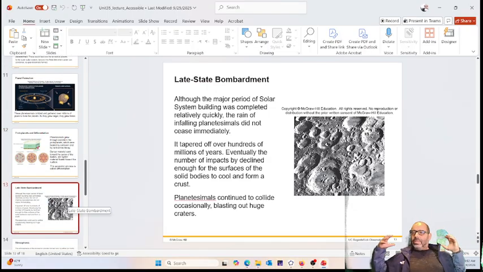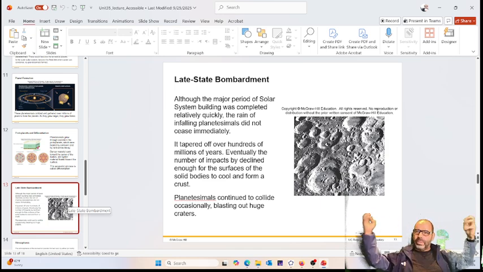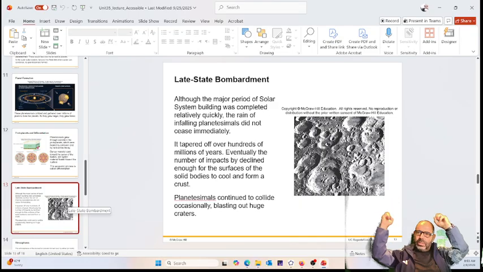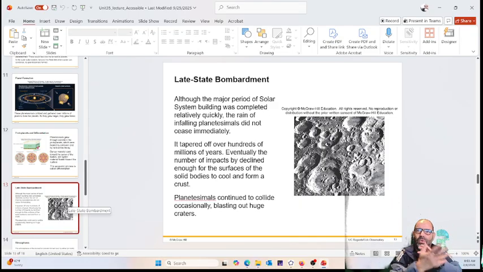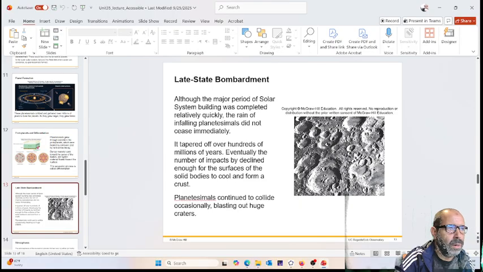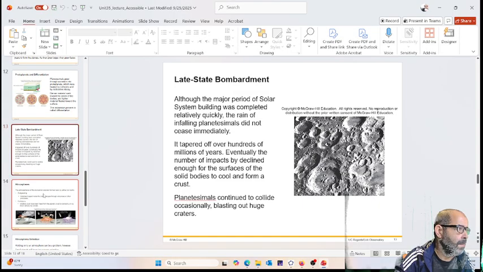However, this is just basically the structure inside. Now comes the late bombardment stage. So basically, at this point, more materials are still out there in the solar system. It starts to rain in, and that forms the crust. And as they do fall in, they form these craters and these bubbles that form on the structure in here. So they add more materials to the planet.